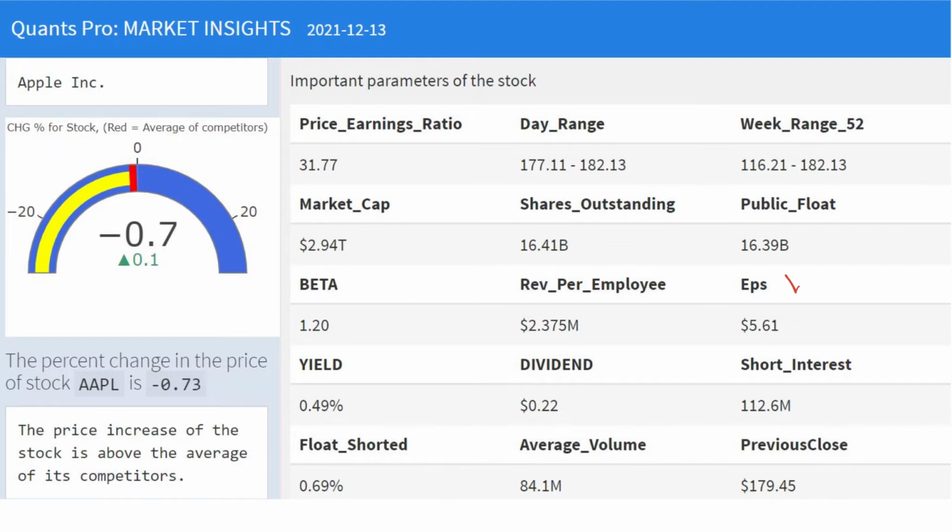The market capitalization value, which expresses the weight of the company's performance in the market, is $2.94 trillion. Public float value is also approximately 16.39 B. The stock of the company closed at 17.45 with an average volume of 84.1 M. While the stock oscillated in the range of 177.11 to 182.13 during the day, the 52-week movement range was 116.21 to 182.13.